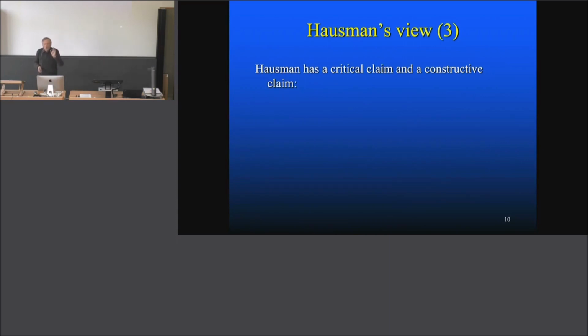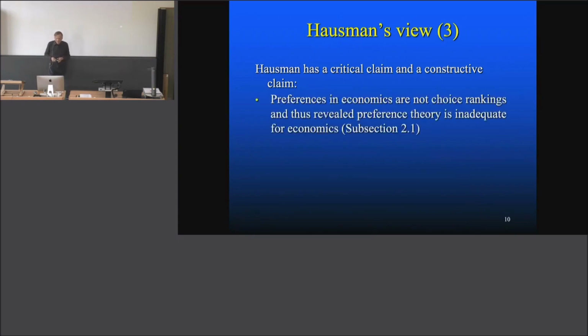Okay, Hausman has a critical claim and a constructive claim, right? And these 2 claims I'm going to explain to you. Namely, the first is he claims that preferences in economics are not choice rankings, and thus revealed preference theory is inadequate for economics. This is what he claims. So he says what many economists say, that preferences are just choice rankings, revealed preference theory, and he says no, in this generality, this is false. This is Hausman's first claim.